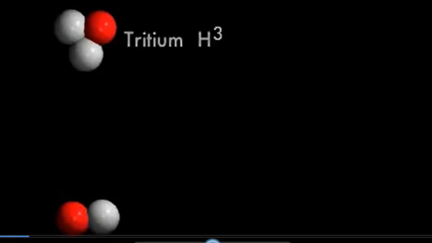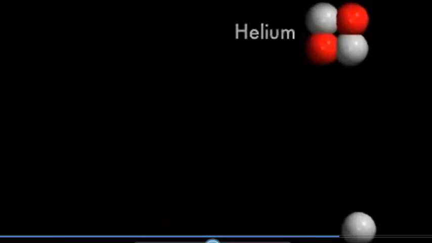So here we are, two isotopes, tritium, deuterium. They're forced together, they fuse, and that creates helium, and in this case a neutron which escapes.